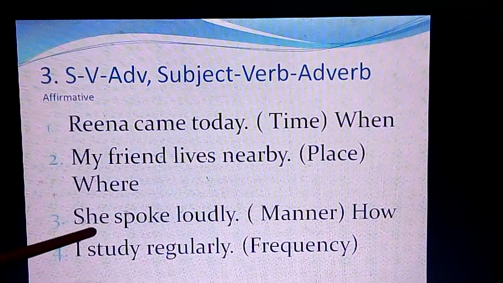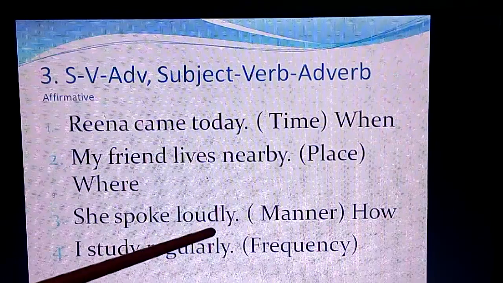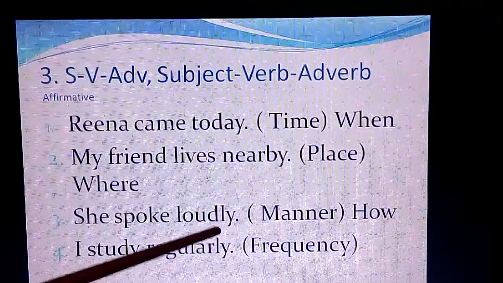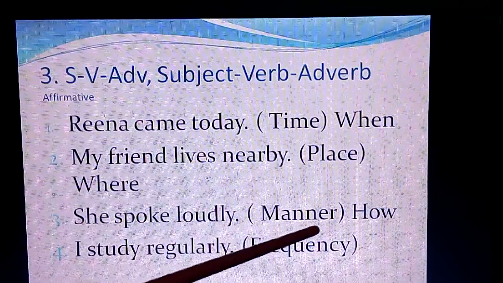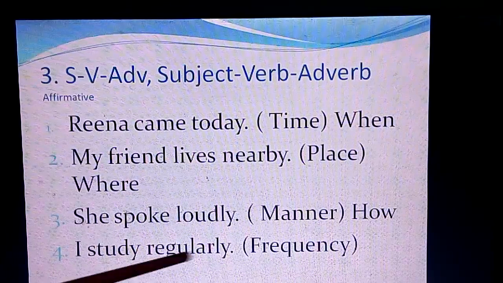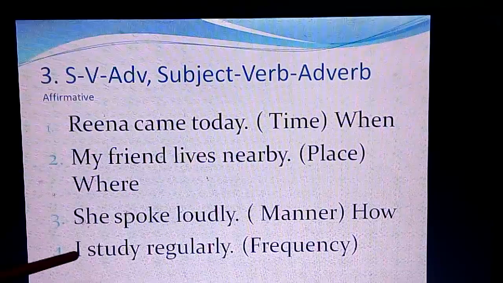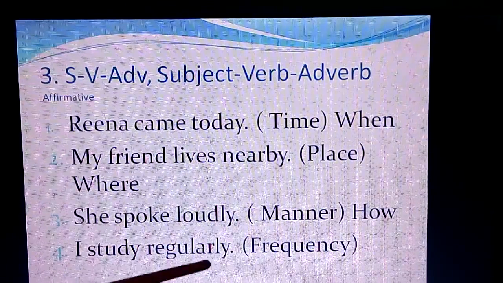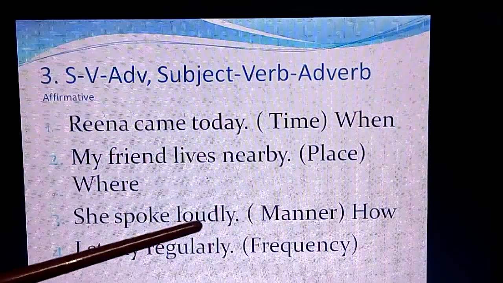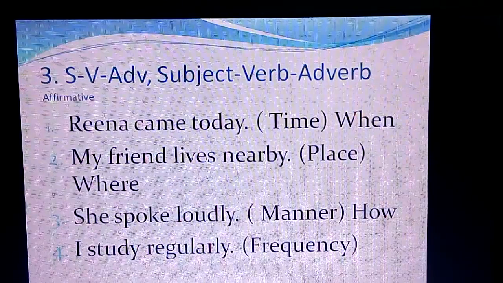So let us continue. She spoke loudly. How did she speak? Loudly. So she is subject, spoke is verb, and loudly is adverb of manner. So how did she speak? The next example is I study regularly. I is subject, study is verb, and regularly is the frequency of our action of studying. So in this way you can make subject, verb, adverb combination sentences.